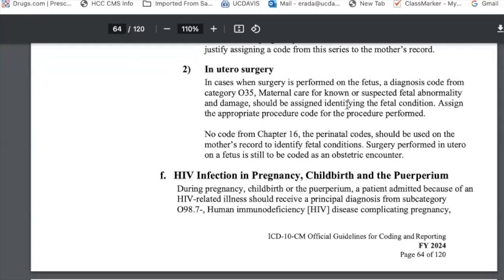In cases when surgery is performed on the fetus, a diagnosis code from category O35, maternal care for known or suspected fetal abnormality and damage, should be assigned, identifying the fetal condition. Assign the appropriate procedure code for the procedure performed. No code from Chapter 16, the perinatal codes, should be used on the mother's record to identify fetal conditions. Surgery performed in utero on a fetus is still to be coded as an obstetric encounter.